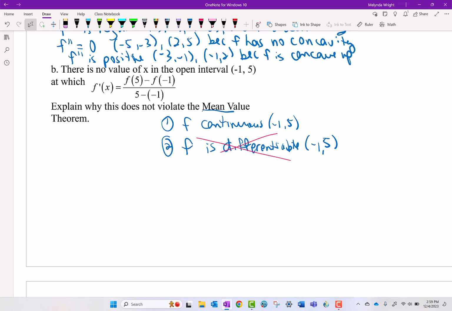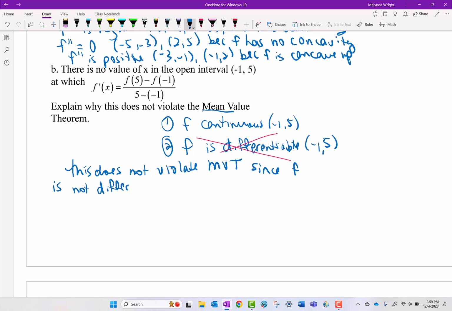And so that's what we're going to say. We always say their words back to it: does not violate the mean value theorem since f is not differentiable at x equals 2 because, or we can just say due to corner.